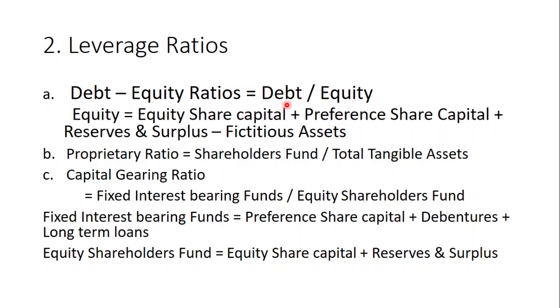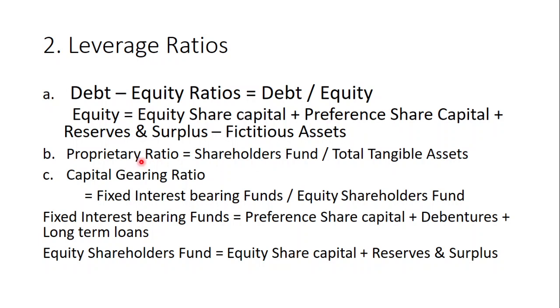What is debt? We know about the debt. Commonly, debt includes long-term debt, long-term loans taken from the bank or financial institutions, such things. And equity is equal to equity share capital plus preference share capital plus reserves and surplus minus fictitious assets. Fictitious assets are like discount on issue of debentures, preliminary expenses, such types of items.